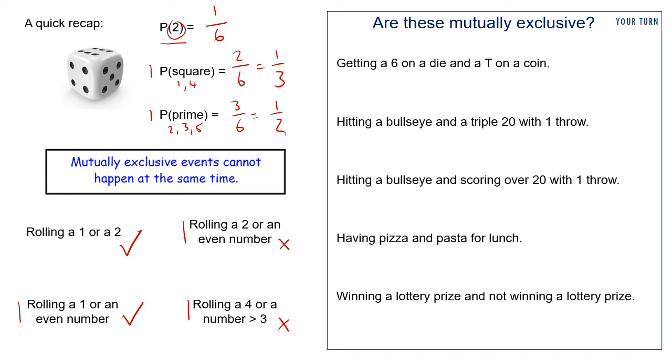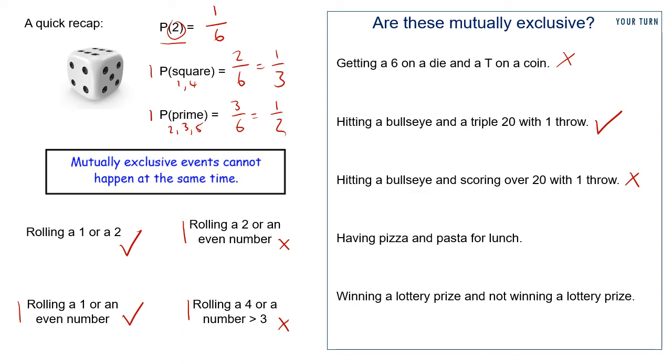So the first one, 6 on a dice and tails on a coin, could happen at the same time, so they're not mutually exclusive. Hitting a bullseye and a triple 20 with one throw, impossible. They cannot happen at the same time, so they are mutually exclusive. Hitting a bullseye and scoring over 20 with one throw, well, bullseye's worth 50, so they can happen at the same time, they're not mutually exclusive.